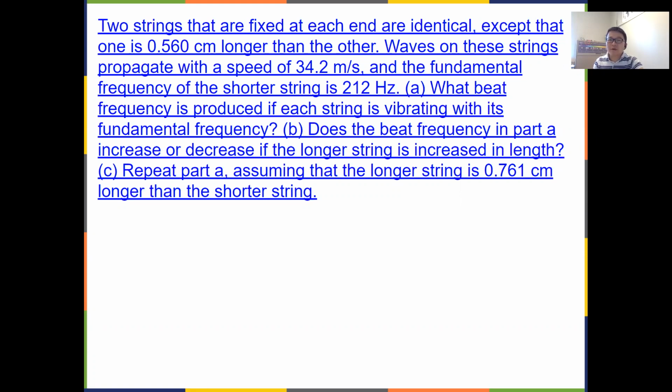Okay, so to find a beat frequency, we need to know the fundamental frequency of the other string. Let's take a look at the other parts given also. Question B says, does the beat frequency in part A increase or decrease if the longer string is increased in length? So we also look at that. But C says repeat part A, assuming that the longer string is now 0.671 centimeter longer than the shorter one. So what will be the beat frequency?